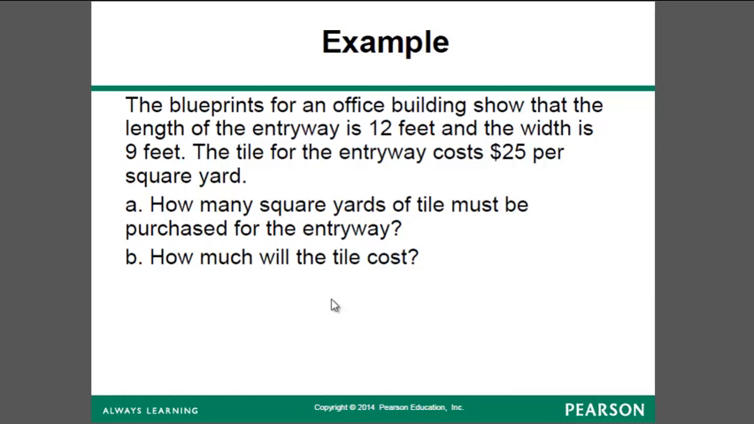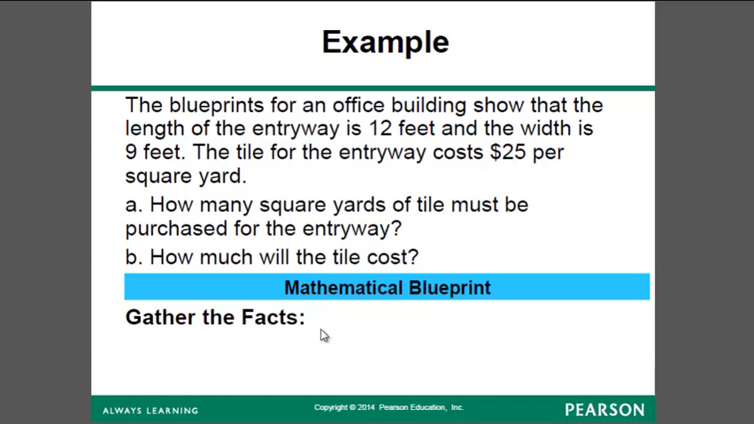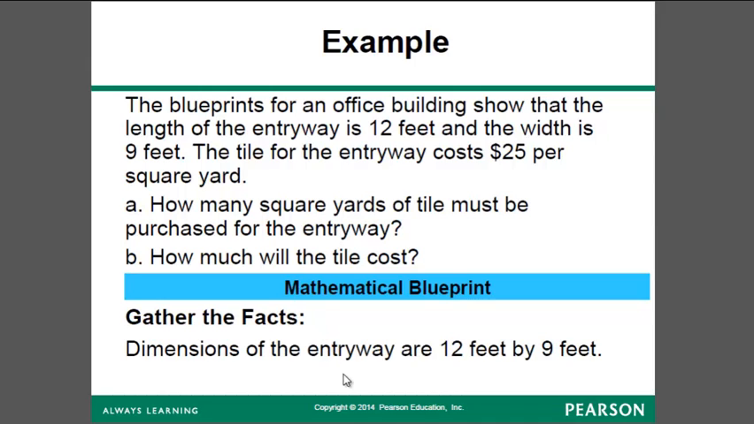Okay, so we've got two different questions here, and we need to start with how do we approach this problem? Well, there's something called a mathematical blueprint. The first step of a mathematical blueprint is to gather facts. The first fact that we can gather is the dimensions of the entryway, 12 feet by 9 feet. The other fact that we know is that the tile for the entryway costs $25 per square yard. Okay, so those are my facts.